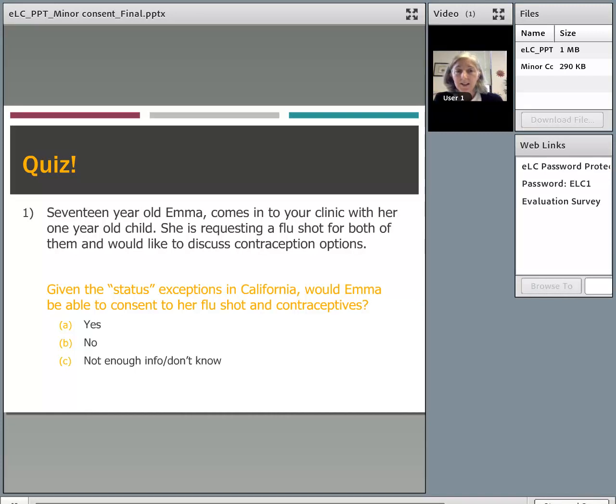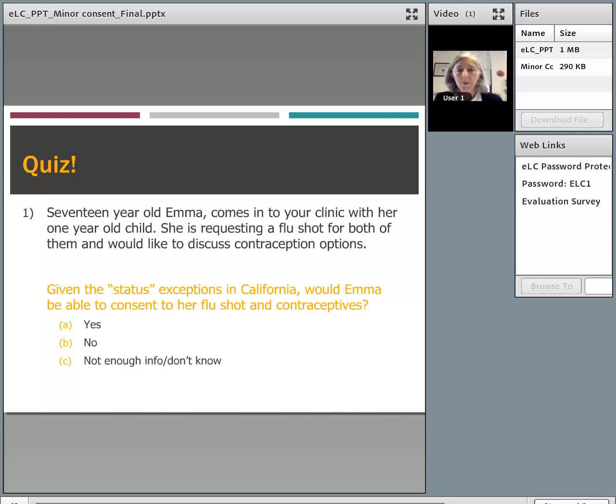Now, what about her baby? The interesting thing is, even if she's not able to consent to her own flu shot, she would be able to consent to her baby's flu shot because California law says parent consent is necessary. It doesn't say that that parent must be 18 or over. So Emma, who may not consent to her own flu shot, may consent not only to a flu shot for her child, but brain surgery, anything that her child may need. So it's one of these weird flukes of California law.